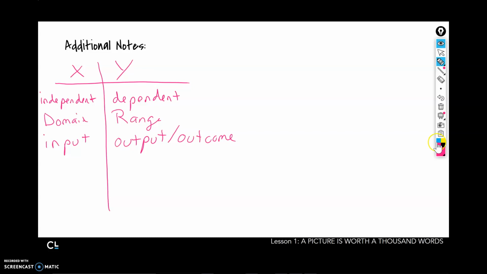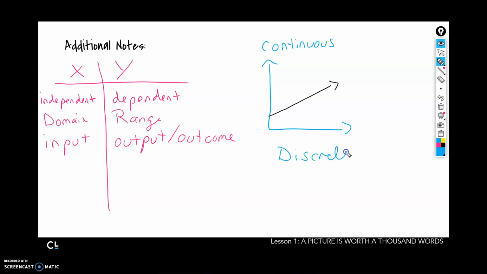Another thing we need to learn from this lesson is different types of graphs. A continuous graph does not have any breaks. It's a solid graph. It could be a line, it can be a curve, but it's connected. There's also a discrete graph. A discrete graph is broken. It can be steps. It could be points, like on Emma's graph. They were not connected. This is a discrete graph.